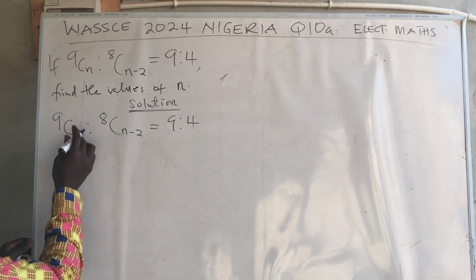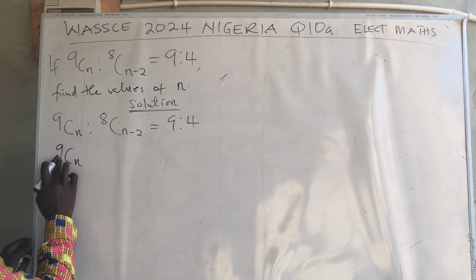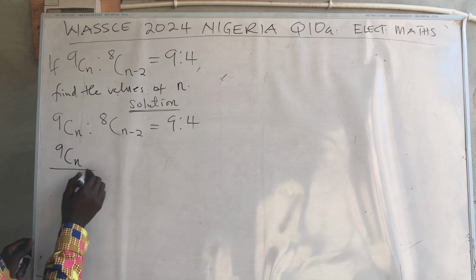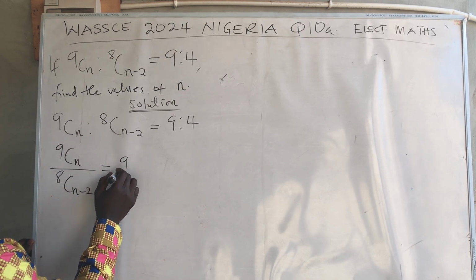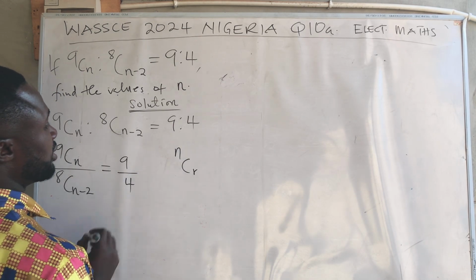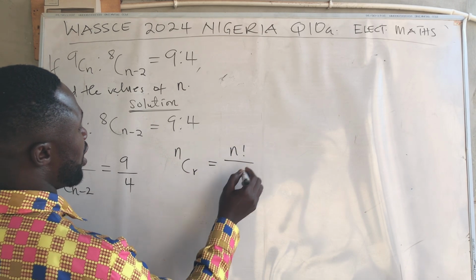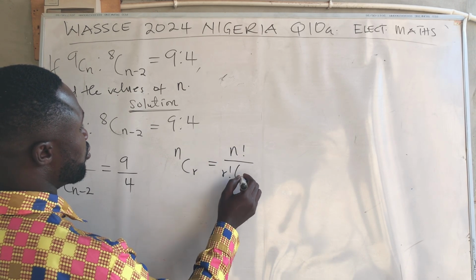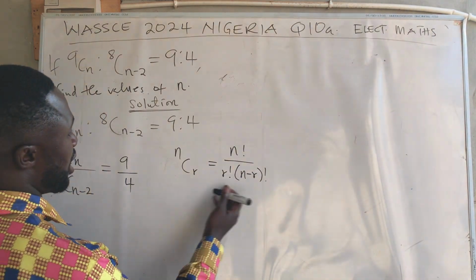Okay, so we know this ratio can be written as 9 combination n divided by 8 combination n minus 2 to be equal to 9 divided by 4. Since this is a combination question, when you are writing a number as a combination, let's say we have n combination r, n combination r can be written as n factorial over r factorial into bracket n minus r all factorial. This is how combination can be written.